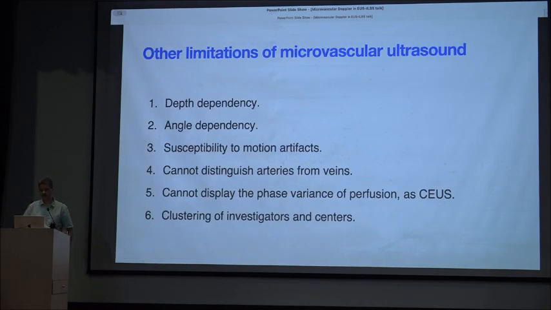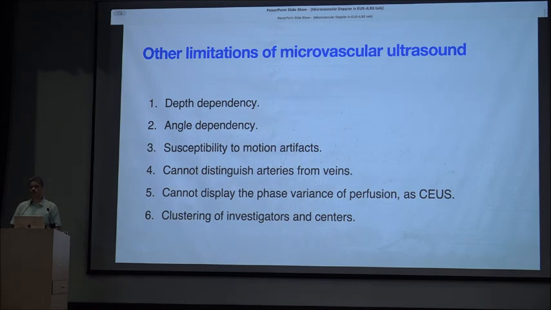and between platforms. Other limitations are the depth dependency. We can't do very good DFI beyond 4 centimeters. Angle dependency, since this is Doppler based, so it is angle dependent, very susceptible to motion artifacts. So in areas where the signal to noise ratio is low, it sort of falters. Also, it cannot distinguish arteries from veins. It will just show you a tubular structure with flow through it.